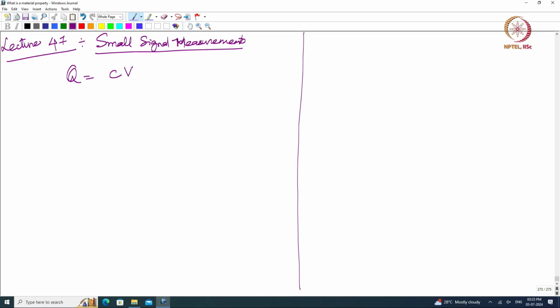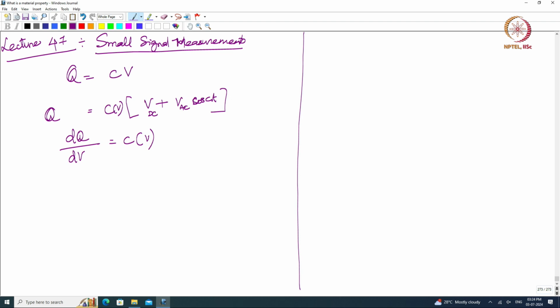So let us look at how to measure the capacitance. We go back to Q equal to CV. Let's close the loop. I am applying V equal to VDC plus VAC cos omega t, with C of V, and we saw this in the last class. I am going to look at dq and at dV, and that is essentially my C of V.